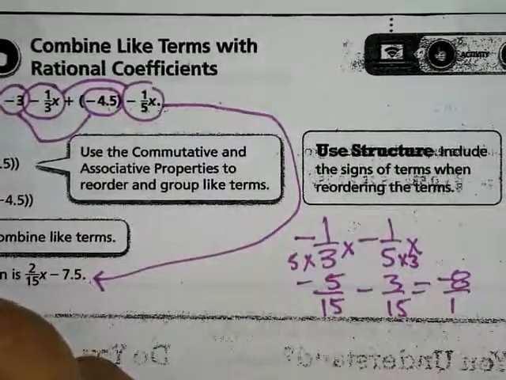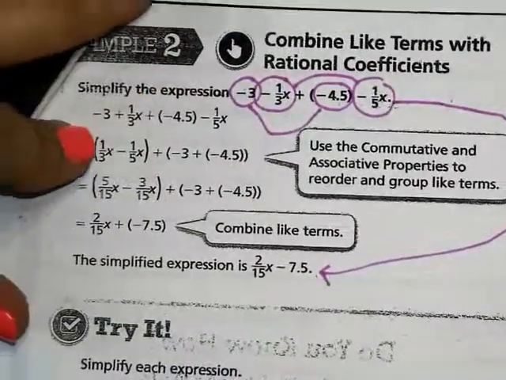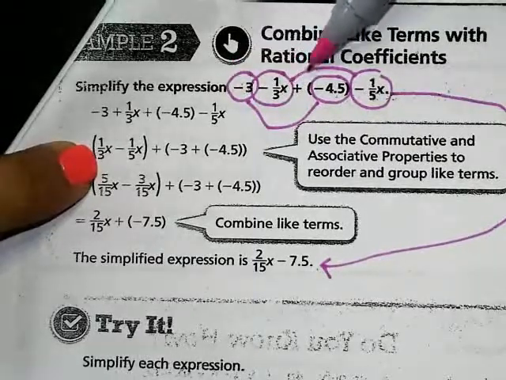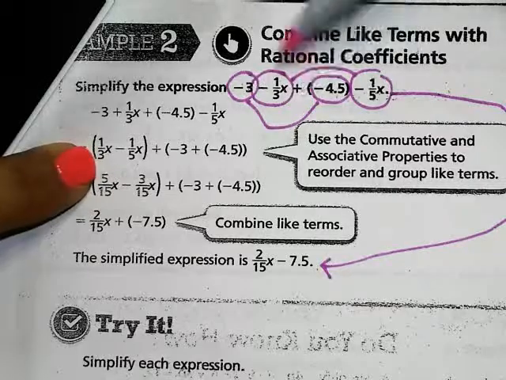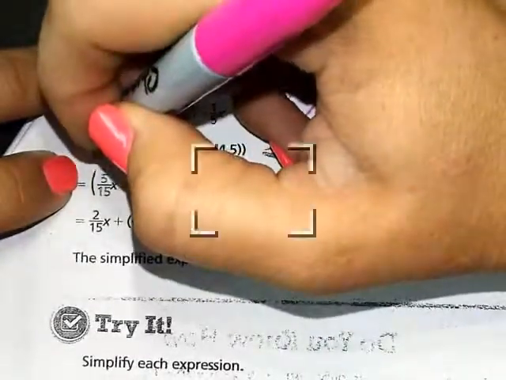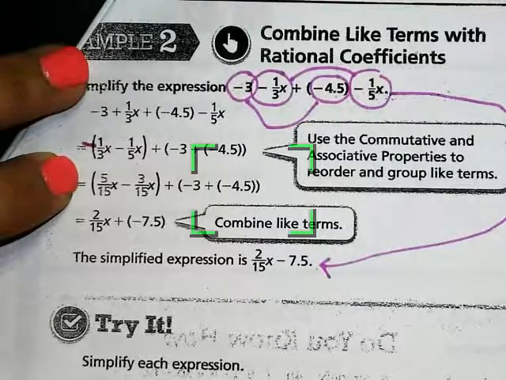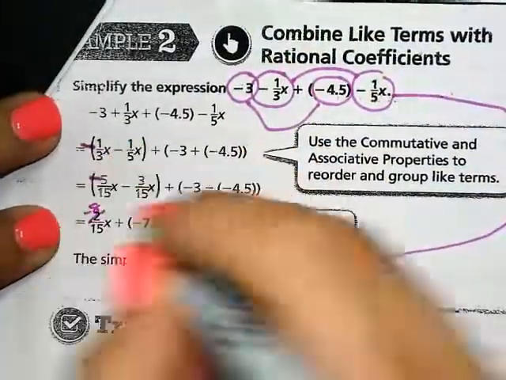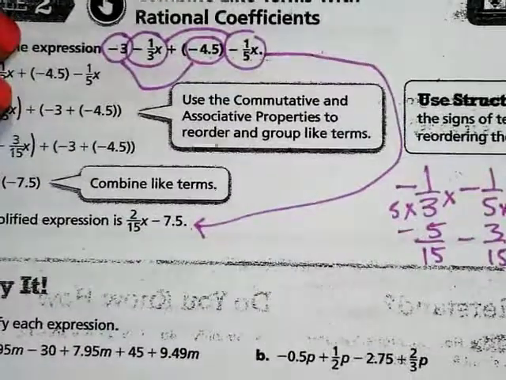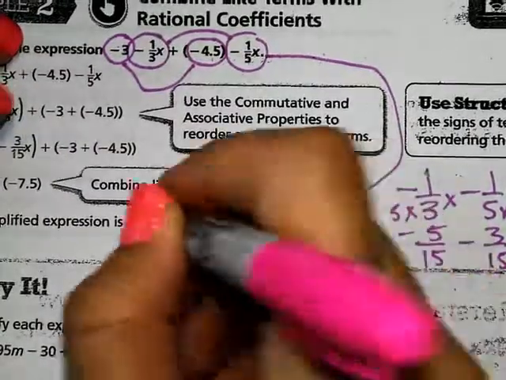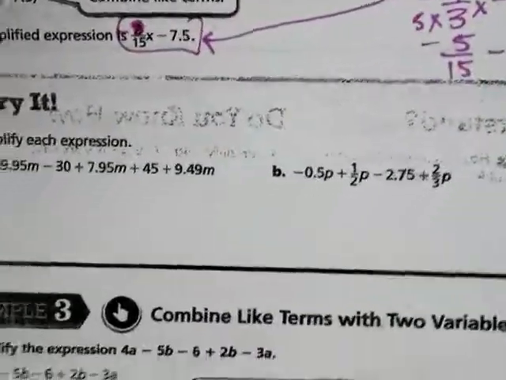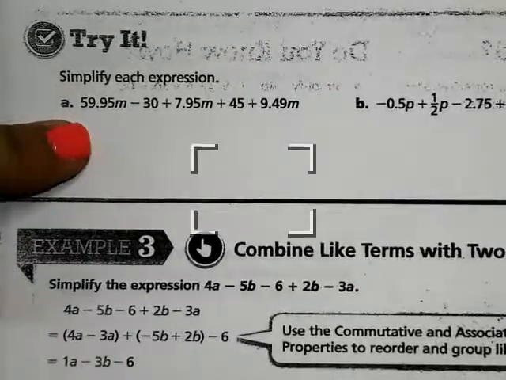They made a mistake right here, because if you look up here, simplify the expression, this is the -1/3 x. This should be a negative. That changes this to a -5. That changes this to a -8. They made a mistake right there. It's -8/15x. Okay? Now, try these.